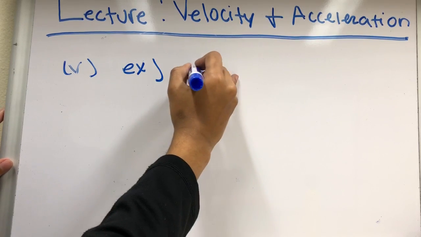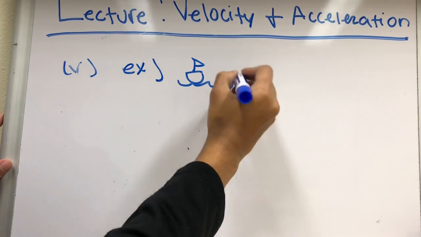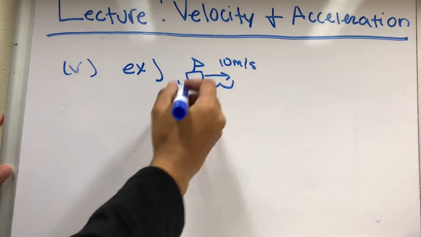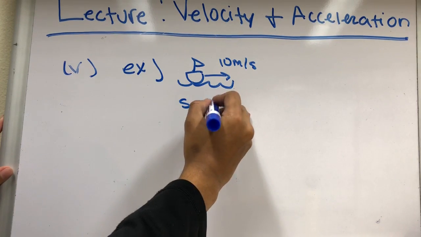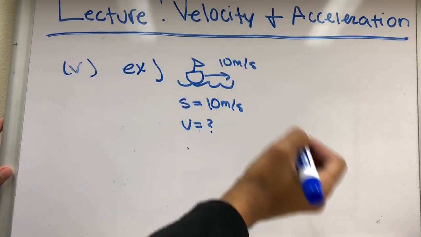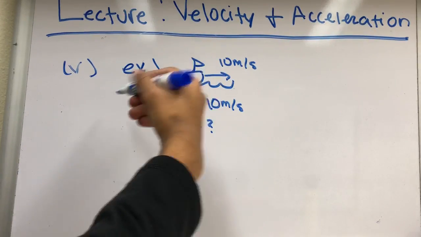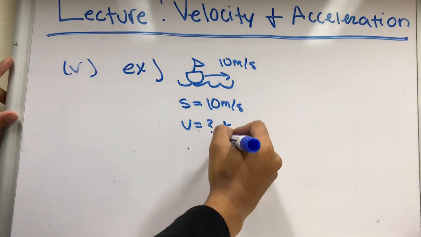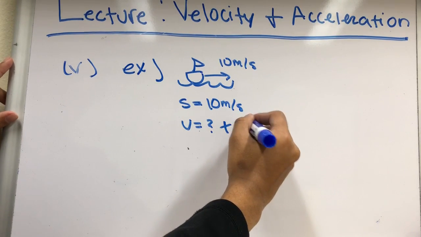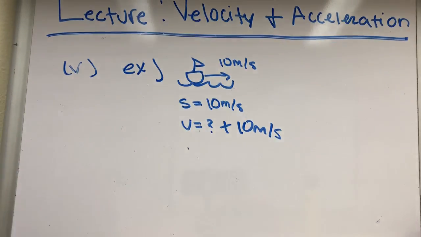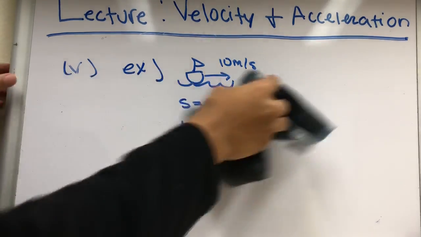Let's say there's a boat sailing along the seas. This boat is traveling to the right at 10 meters per second. Speed is given as 10 meters per second. However, velocity is not. Using the frame of reference, we are able to determine that the boat is moving in the positive or right direction, which is the first component, and now 10 meters per second, the second component, combined for velocity is equivalent to positive 10 meters per second.